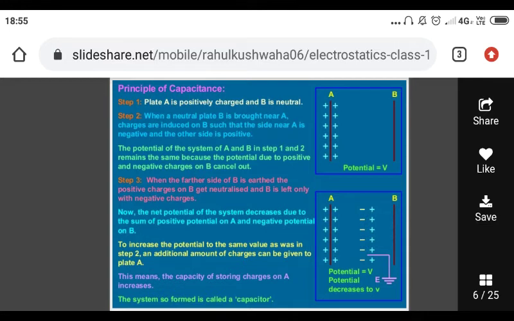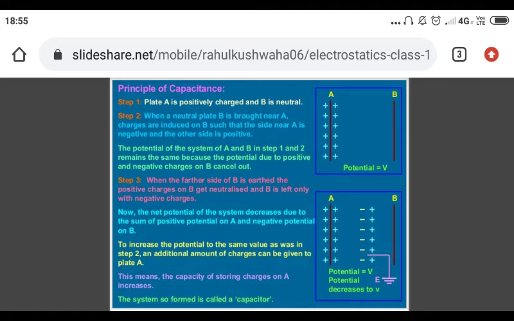In the third step, the further side of B is earthed. So now in the third step we have connected earthing, you can see, on the positive side. The positive charges are earthed, and B gets neutralized and is left only with negative charge. As soon as the right hand side of the B plate is earthed, all the positive charge is neutralized with the earthing, so it is left with only negative charge.